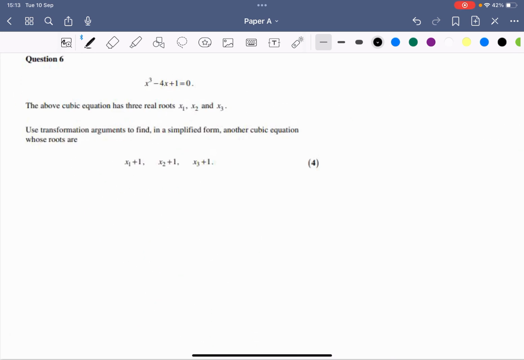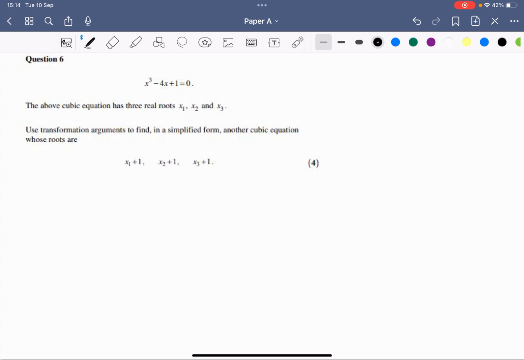Alright, so for question 6, we have the cubic x cubed minus 4x plus 1 equals 0. The above cubic has the 3 real roots x1, x2 and x3. Use transformation arguments to find in a simplified form another cubic equation whose roots are x1 plus 1, x2 plus 2 and x3 plus 3. Now if you do further maths, you would have learnt a way to do this which is easier, and you're welcome to use that if you want.